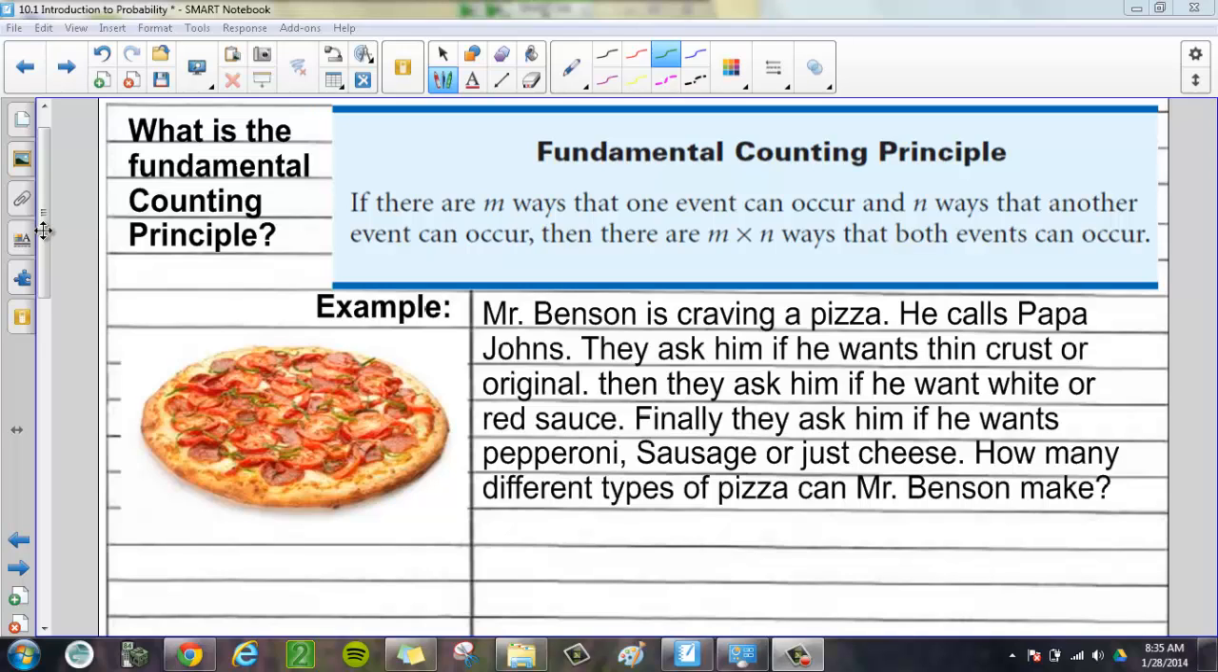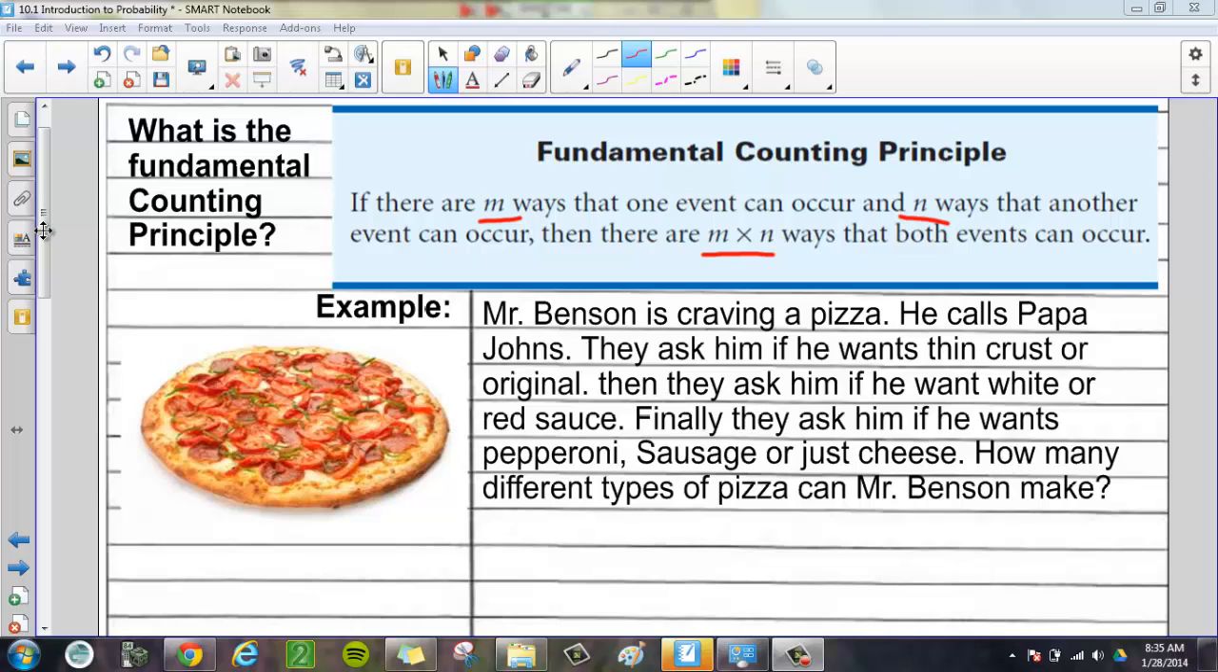Now let's talk about the fundamental counting principle. Now you've used this in the past. This is just the technical word for it. The fundamental counting principle states that if there are m ways that one event can occur, say choosing what shirt you're going to wear, and n ways that another event can occur, say choosing what pants you wear, then there are m times n ways that both events can occur.